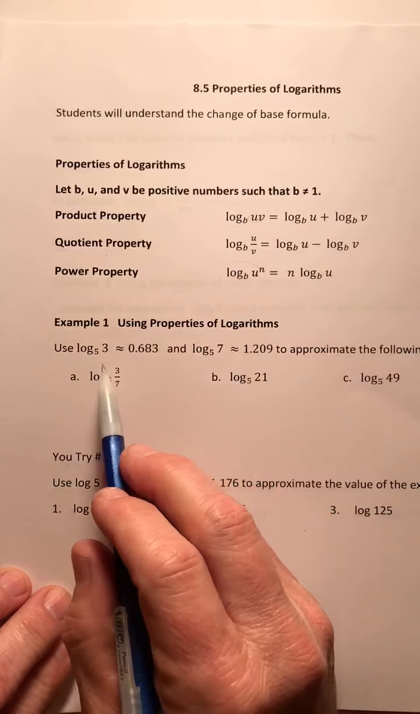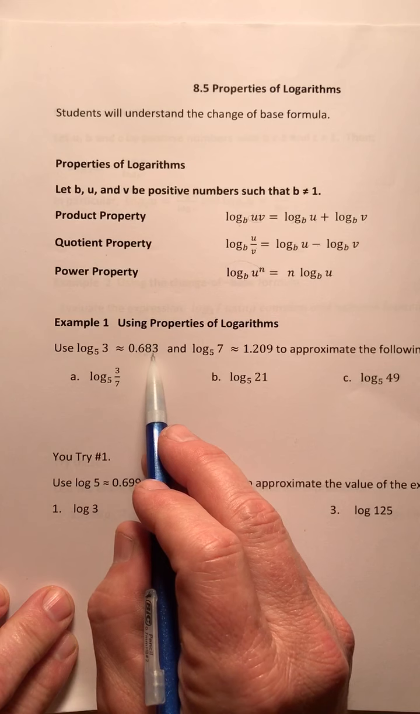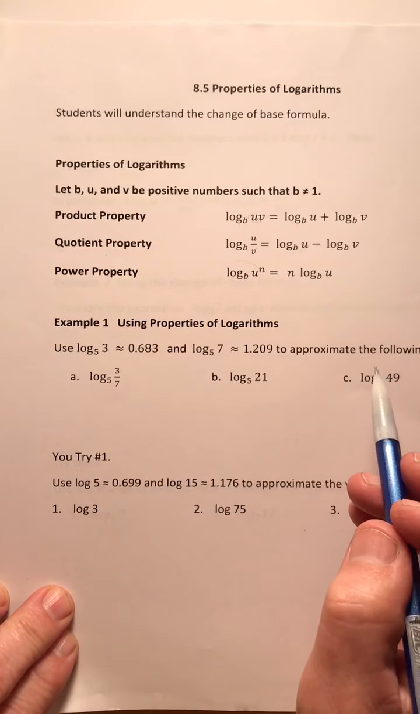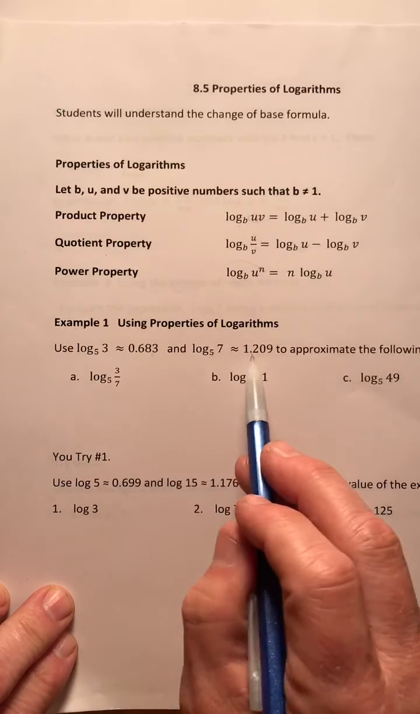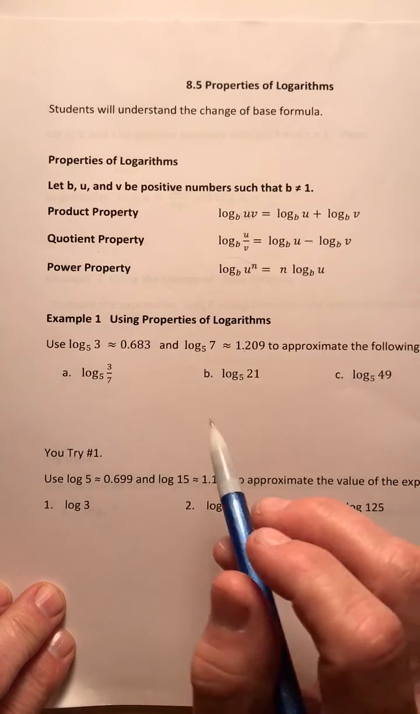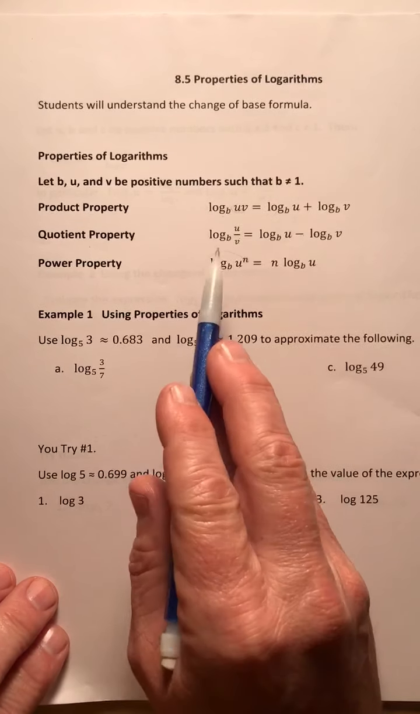Here's an example of how you can use them. If we have the log base 5 of 3 is approximately 0.683, and the log base 5 of 7 is approximately 1.209, then I want you to approximate the following, only using these two. So again, you're going to see some of the homework like this. Make sure you just use these two numbers, and these properties.